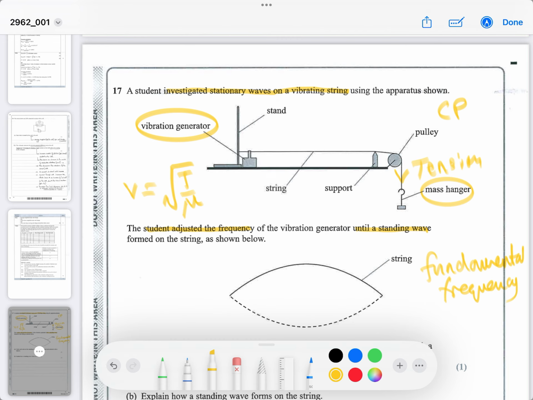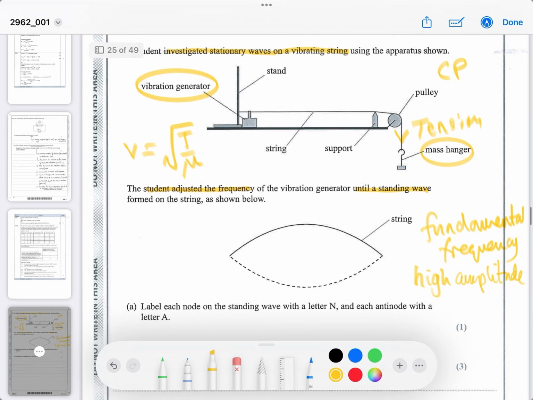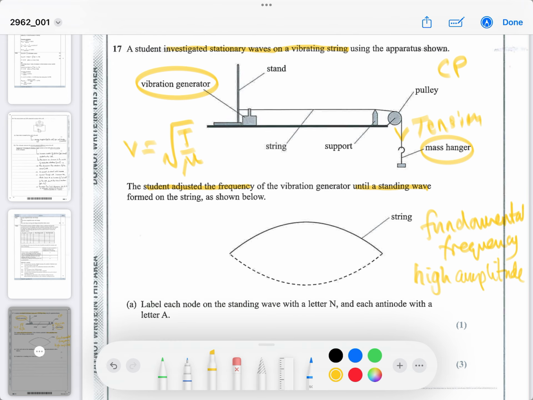So the tension and the length determine which frequencies will create this high amplitude. So the fundamental frequency, you get a high amplitude only at a particular frequency. So it's a type of resonance, and you need to know about resonance when you get into year 13 as well. So first of all, they want you to label each node, letter N.